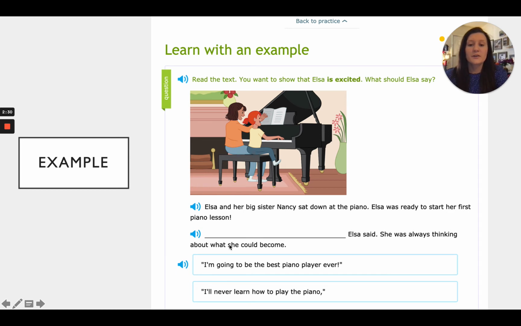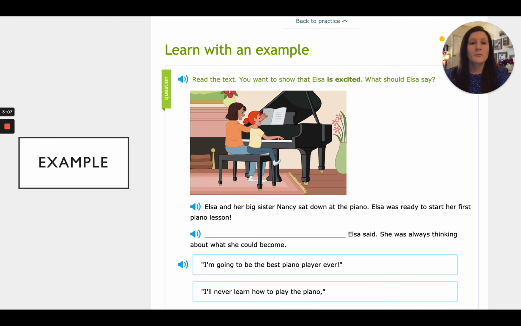So now we have our sentence and we have the blank in the beginning. So it says blank, Elsa said. She was always thinking about what she could become. So again, we want to show excitement. So we're going to read through our two sentences and see which one talks about being excited. I'm going to be the best piano player ever! And we notice another exclamation mark here at the end of the sentence. Or we have, I'll never learn how to play the piano.